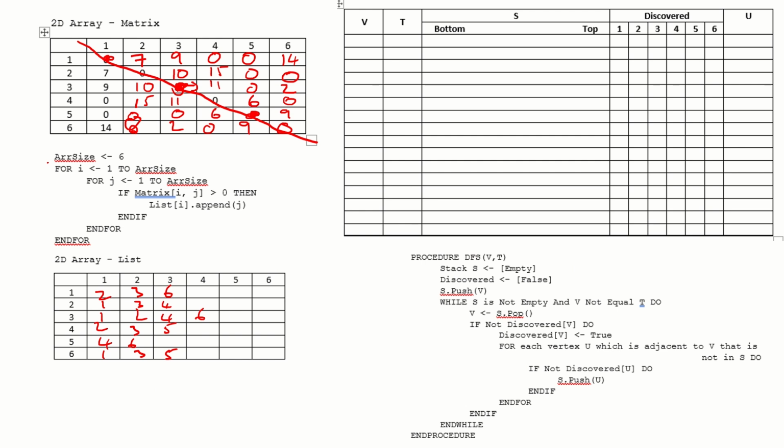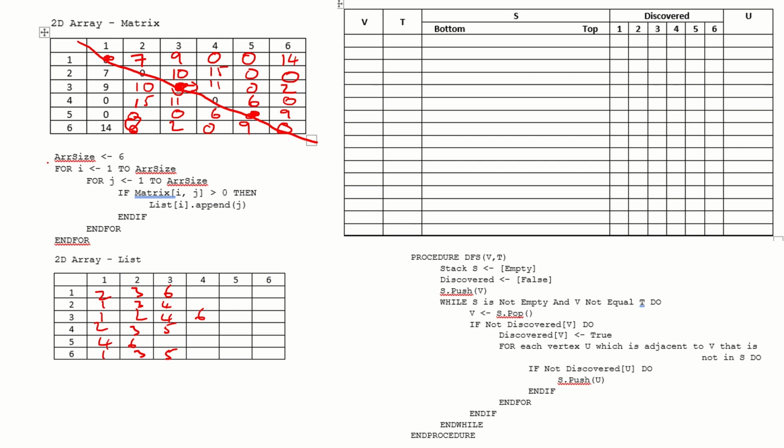So we'll look at 1 first. If not discovered, well, 1 has been discovered, so we'll skip that if statement. Go around and get the next one. Next one is 5. And that one hasn't been discovered, so we'll push that onto the stack. 2, 3, and 5. Remember, it goes onto the top of the stack. So that's done.